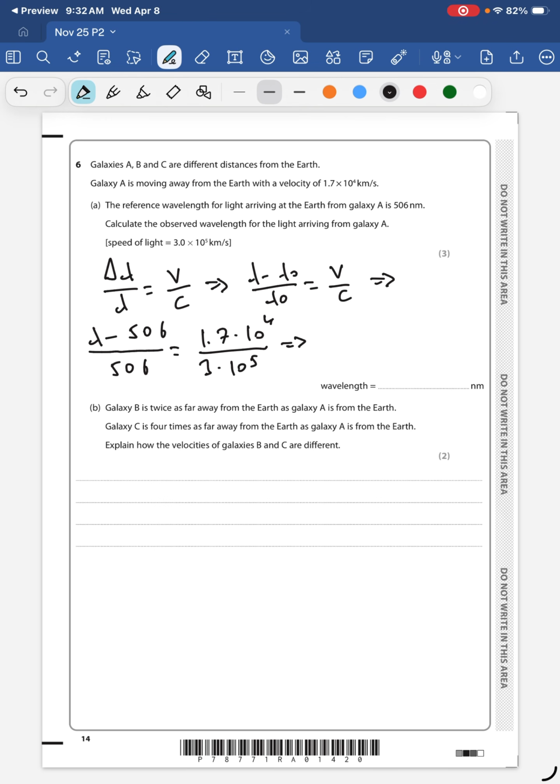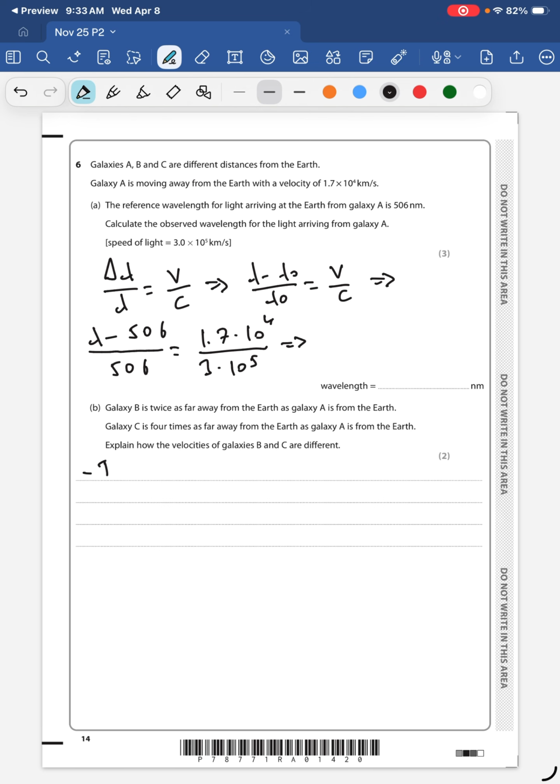Part B. Galaxy B is twice as far away from the Earth as Galaxy A is from the Earth. Galaxy C is 4 times as far away from the Earth as Galaxy A is from the Earth. Explain how the velocities of galaxies B and C are different.